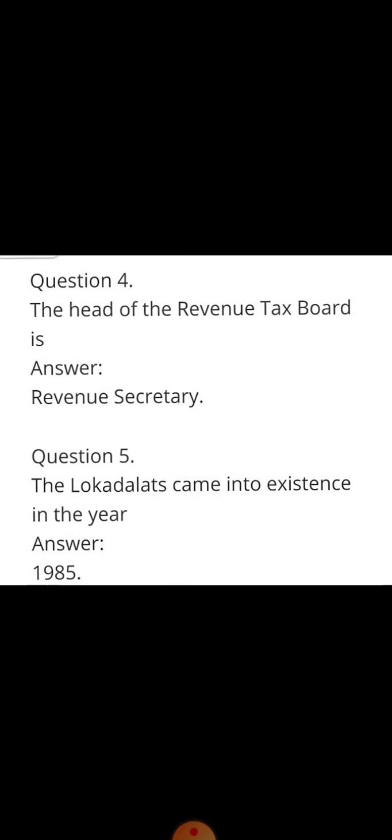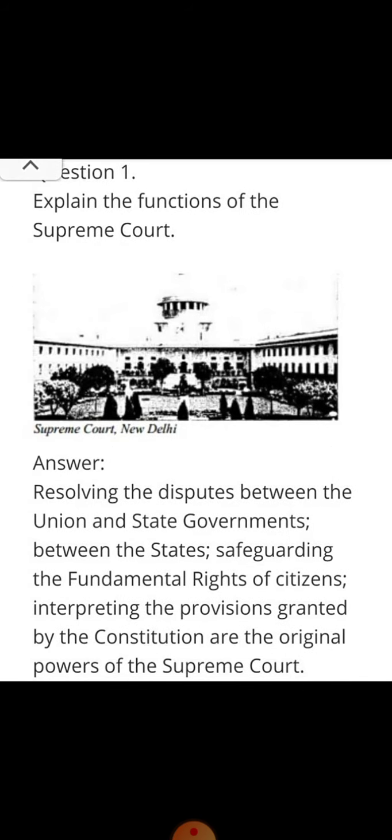The head of the Revenue Tax Board is called the Revenue Secretary. Okay children, the Lok Adalats came into existence in the year 1985.